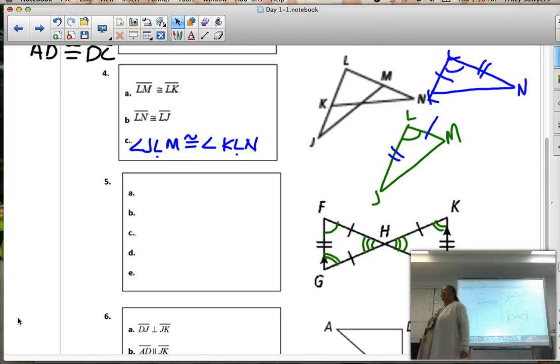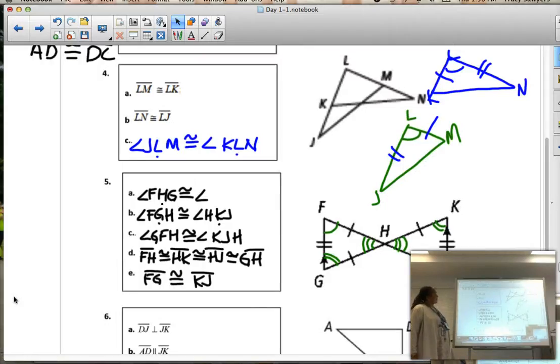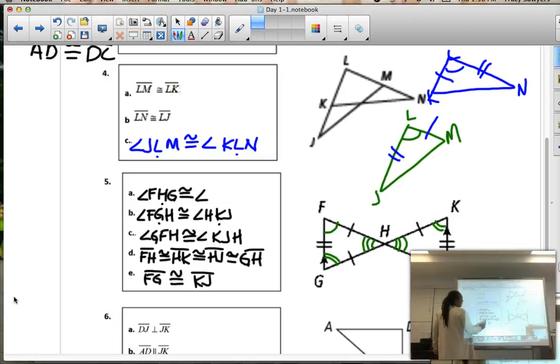Now I expect for you all to be able to list these congruent parts because you know this now. I'm going to write what I see and check your answers. Okay, so these are the congruent parts. We have angle FHG is congruent to angle KHJ, and so on. Notice that those are the H's, those are the vertical angles. This is angle G and angle K. This is angle F and angle J.